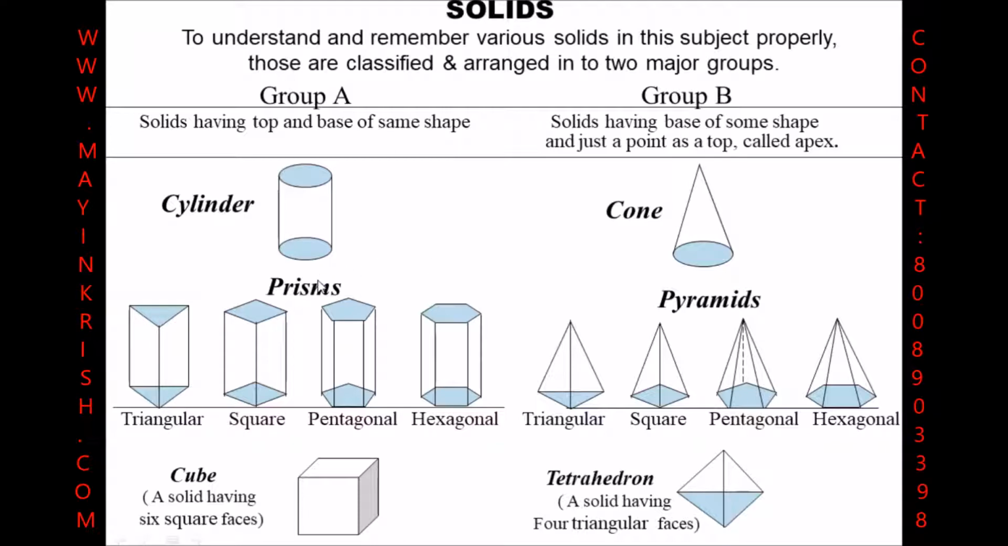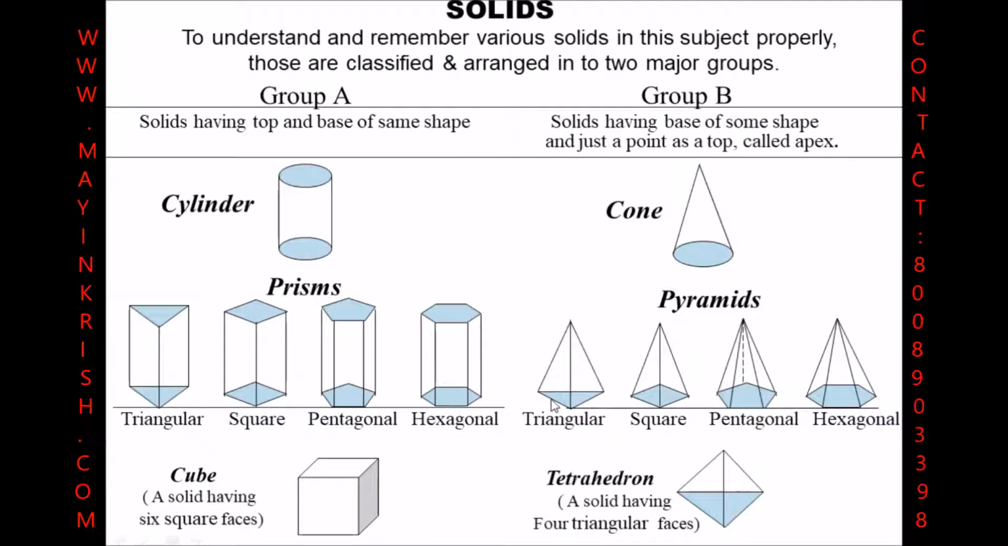The prism is where the top and the bottom bases are the same shape, but in a pyramid, the bottom is a shape and the top is represented with a point, which is the apex. Whatever the shape of the base, it will be defined with a respective name. For example, if the base shape is a triangle, it is called a triangular prism. If we have a square, it is a square prism, same as pentagonal as well as hexagonal.